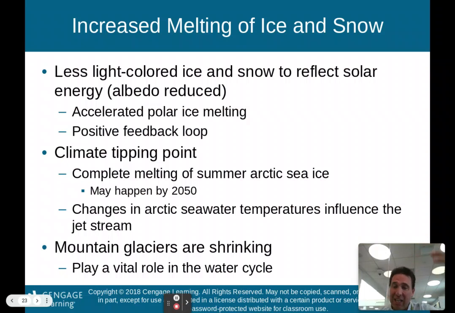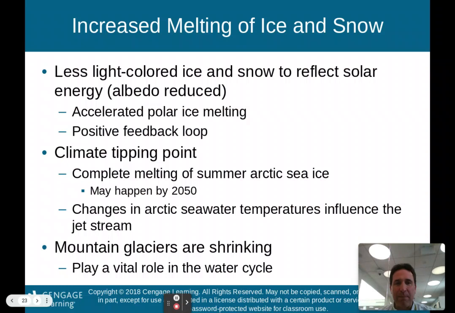It's not being reflected. If you absorb more energy, you're heating up the surface, you're melting more ice, which then causes you to absorb more energy, which warms things up, which melts more ice, and so on. That's your positive feedback loop. And that's what's happening with this accelerated polar ice melting. It's making it even faster, right? So the complete melting of summer sea ice may happen by 2050.